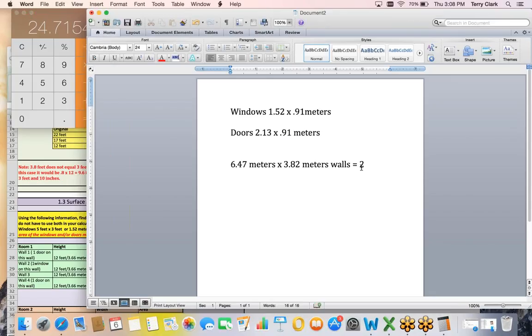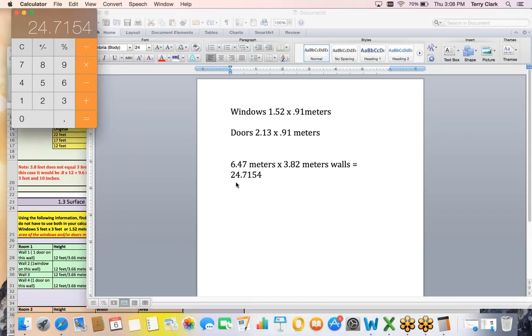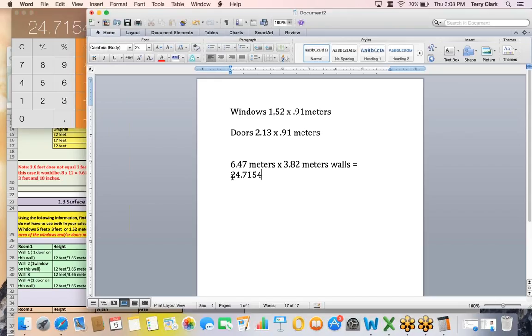And that's going to equal 24.7154. Okay, so that's what the meters of the wall is. Now I'm going to put SQM here, which just stands for square meters. You can type in the whole square meters if you want to. That's optional, you don't have to.